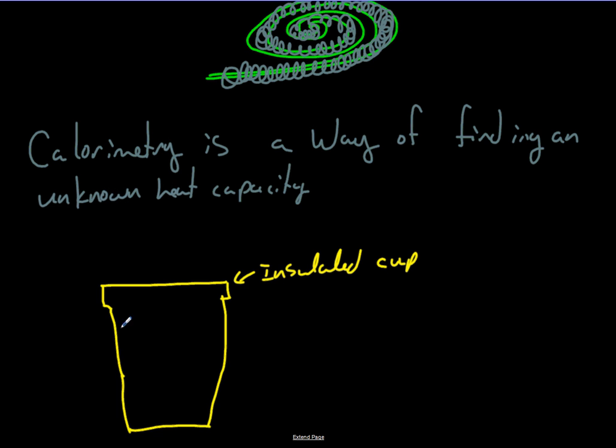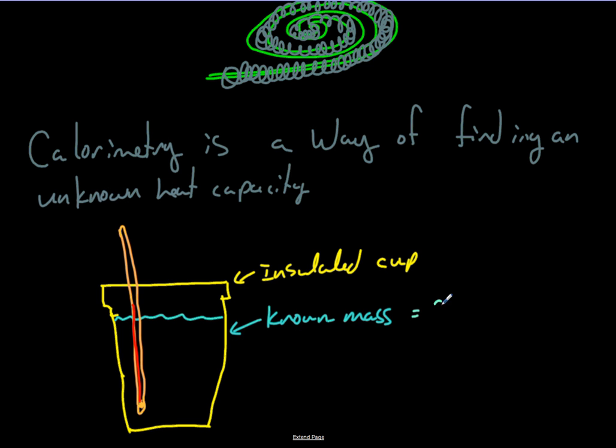And inside the cup, you're going to put water of a known value, so a known mass of water. You're going to put in a thermometer, and have a starting temperature here. I'll make up some values. So let's say you have 2 liters of water. Again, just because. And what we're going to do here is we're going to have a hunk of metal.